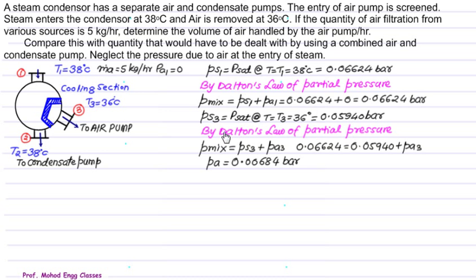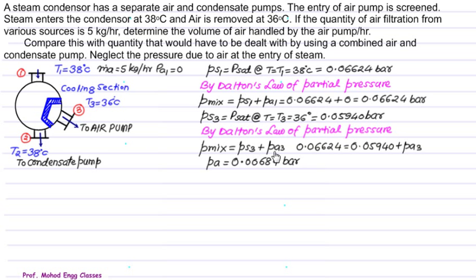The same Dalton's law of partial pressure we can apply at section 3. At section 3, first of all, we find the saturation pressure of the steam at section 3. So PS3 is equal to Psat at temperature T3. Temperature T3 is 36, so from the steam table PS3 comes out to be 0.05940 bar. Again, we apply Dalton's law at section 3.